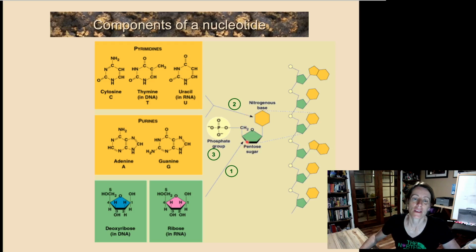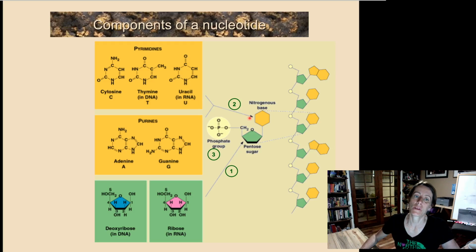That sugar can be either ribose or deoxyribose, depending on what type of molecule we're building. Are we going to build DNA? Are we going to build RNA? And then the base, that can be any one of these things: a C, a T, an A, or a G. Or if you're building RNA, you use U instead of T. So this is our basic nucleotide building block.